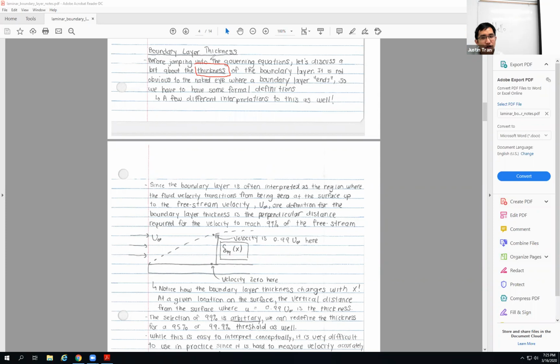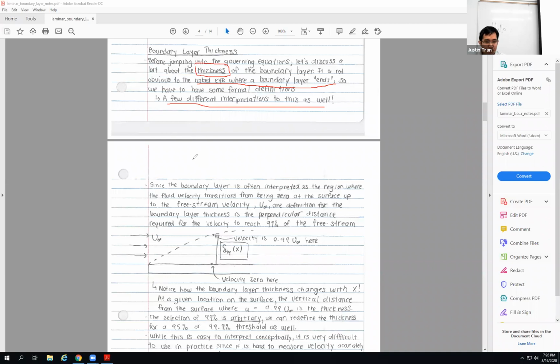Because if you look at a situation, like if you were riding on a plane, not right now, of course, but another time when there's no global pandemic, and you look over the wing, you can't really see with your eye where a boundary layer begins and where it ends, right? All you see is just air. Okay? So in order for us to perform any kind of analytical work with it, we need to have some formal definitions. But there are a few different interpretations of what constitutes thickness and what's not.